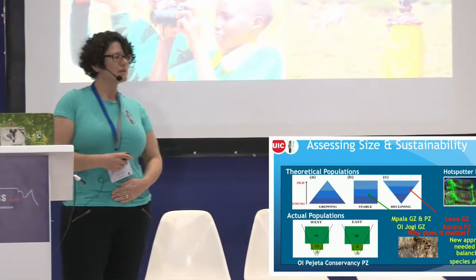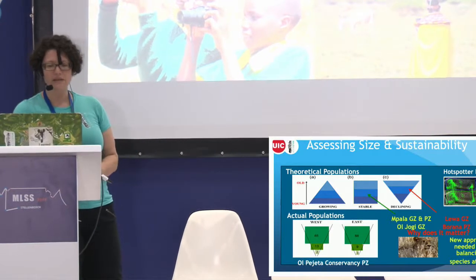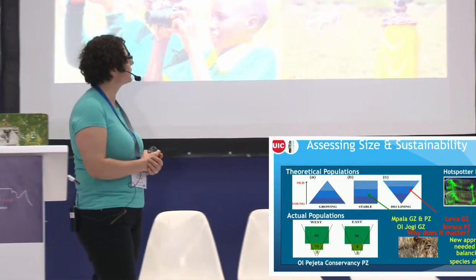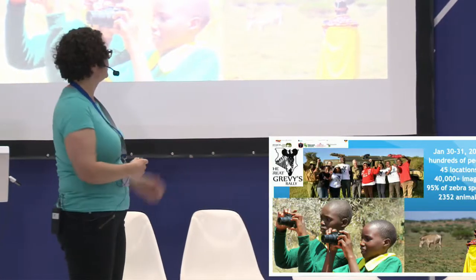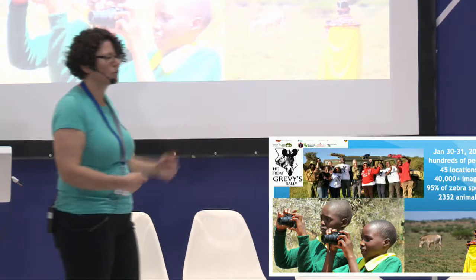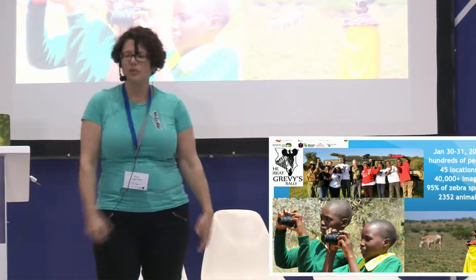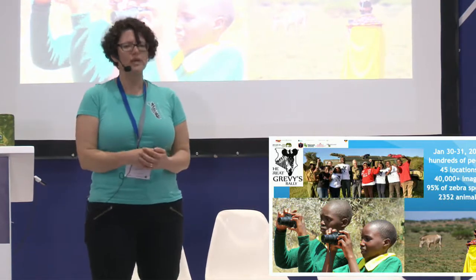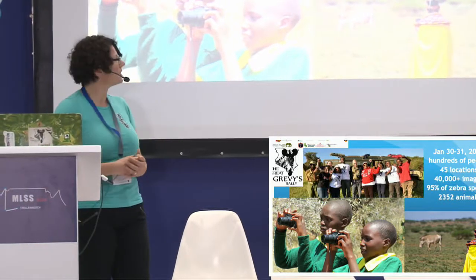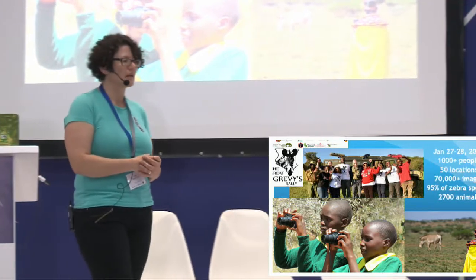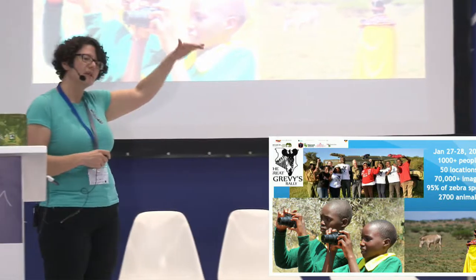So to get the first population census in January 2016, hundreds of people at 45 locations all over the country were driving around taking pictures for 2 days, from school kids and tribal chiefs and rangers to the US ambassador to Kenya. There is Bob Godek. And tourists with telephoto cameras took more than 40,000 images of zebras, and we identified every single one of them and produced the most accurate population census to date at the time, but we knew we were missing one geographic area.